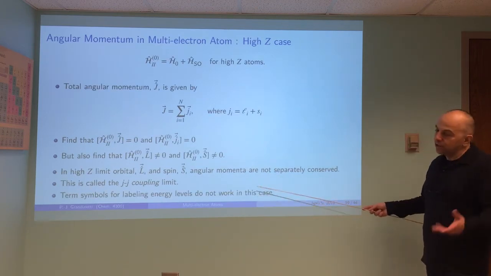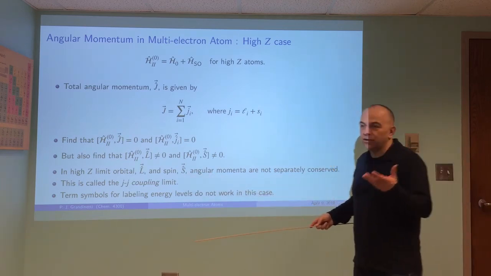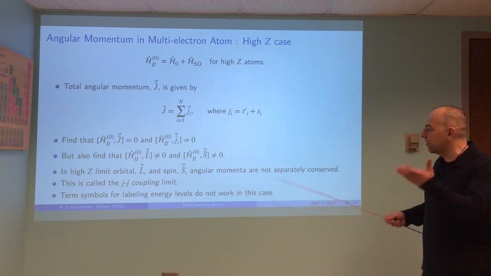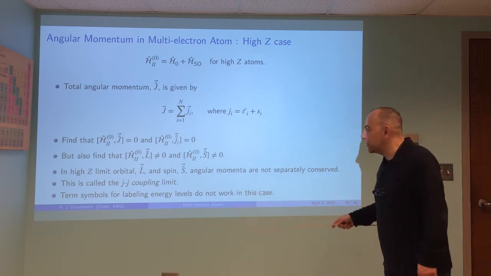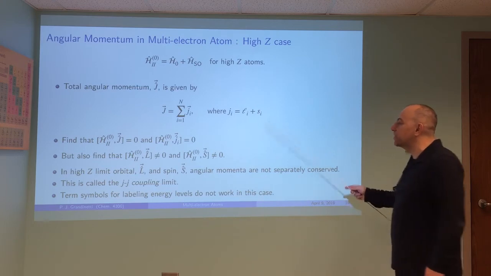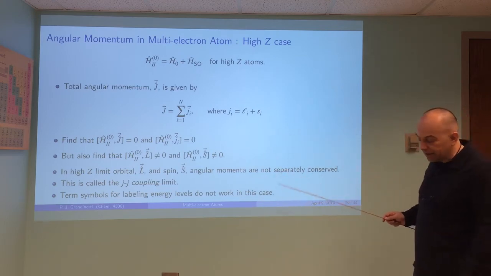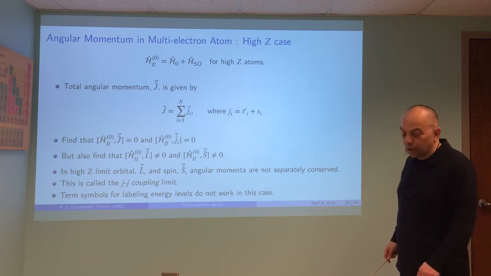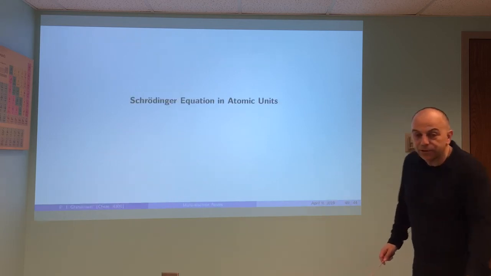Term symbols don't work here, because term symbols are defined with a capital L and a capital S, which assume those are relative constants of motion. So we're not going to use term symbols, and we're not even going to treat this case. There are some approaches where people use some term symbols, but we're not going to get into that. Let's just stick with the lower Z for this class. Okay, so that's it for term symbols.